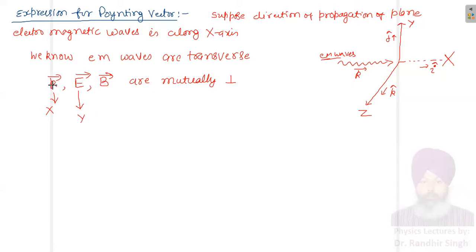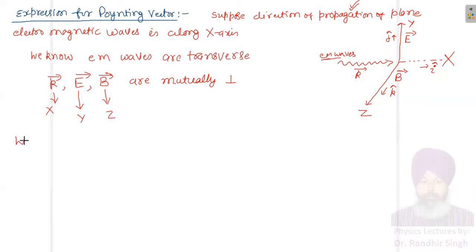Since I have taken k along x-axis and E along y-axis, therefore flux density has to be along z-axis. There is no other option because all these three are mutually perpendicular. So it means I can take E vector along j cap and B vector along k cap. This is trivial as per our assumption. We can very easily digest this fact. So let me now write the equations of electric and magnetic field vector.